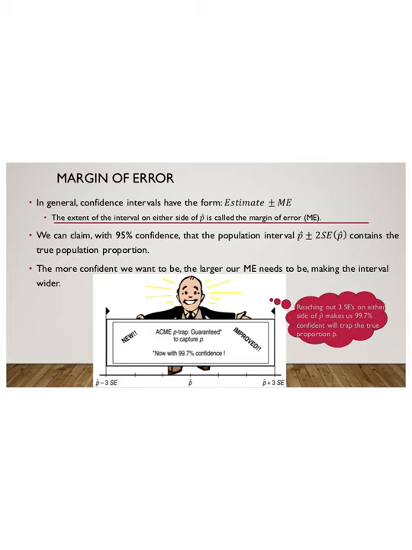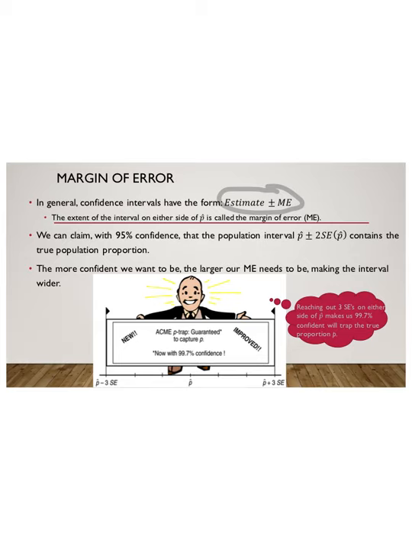For the margin of error, in general, confidence intervals have the form estimate plus or minus the margin of error. You can find this expression in the formula packet on page 2. We can claim with 95% confidence that the population interval p hat plus or minus 2 standard errors of p hat contains the true population proportion.